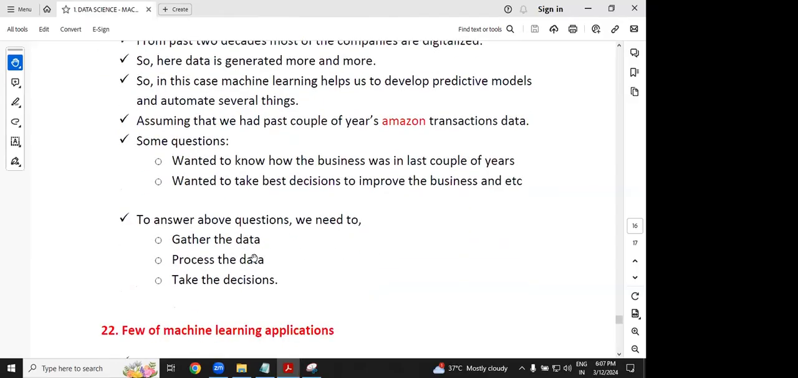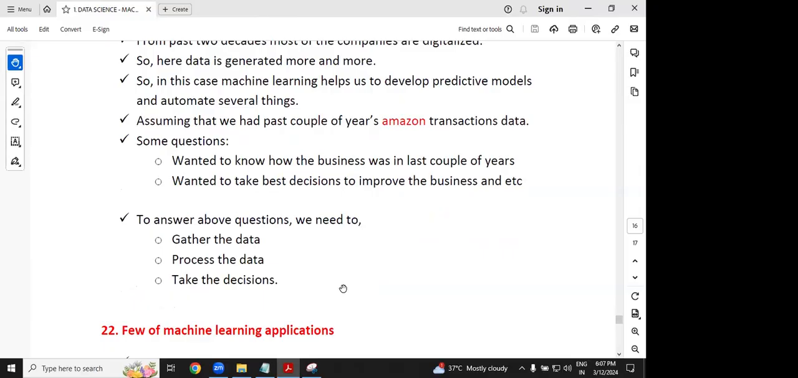To answer the above questions, definitely data is required. In another 5 minutes, we are entering an interesting chapter, very important. The first step is to gather the data. Next, process the data. Next, take the decision. Sir, without data, there is no data science. It seems to be just 4 letters, but it is shaking the world.